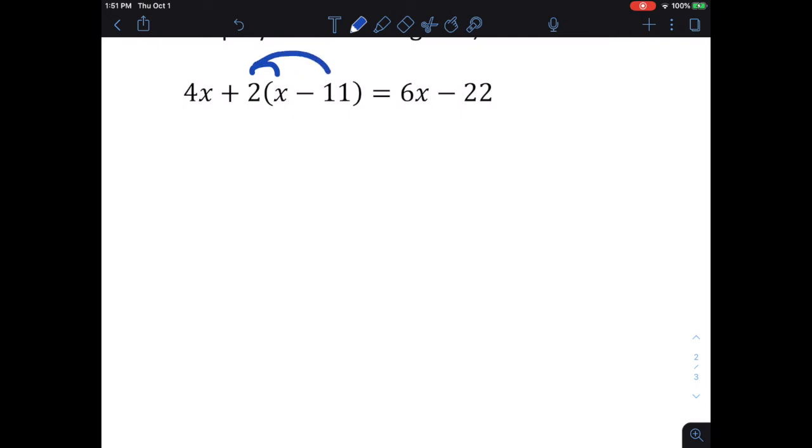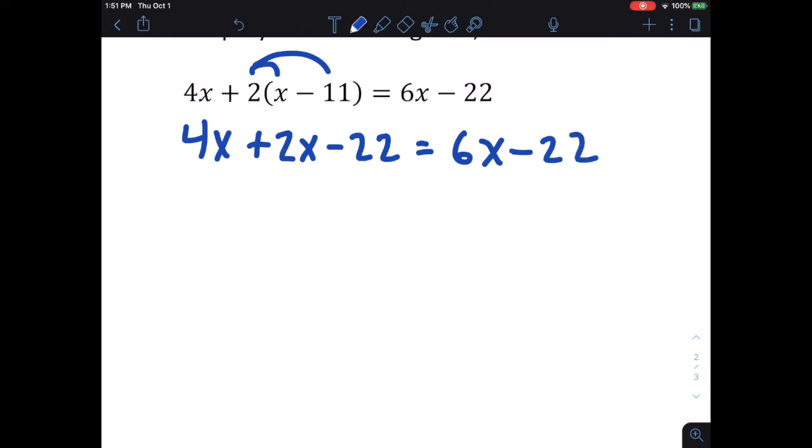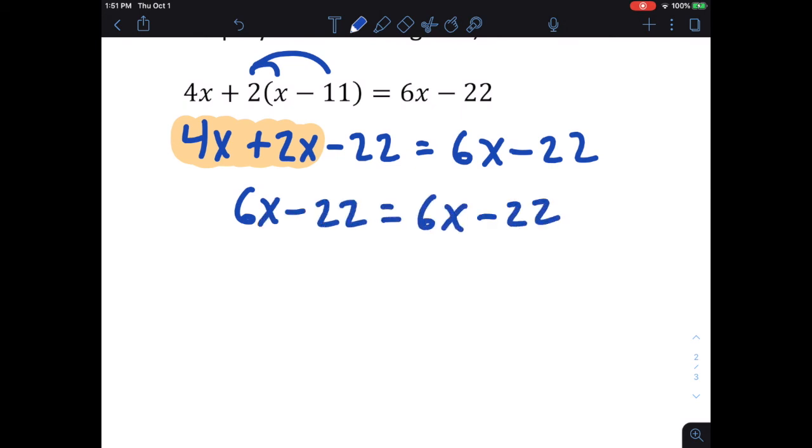So the first thing we have to do is actually just do some simplifying. So we're going to distribute that 2. So I have 4x plus 2x minus 22 equals 6x minus 22. Okay, so right away we can see, hey, I've got a minus 22 on both sides, so that's heading in a direction that maybe I'm going to have something similar. But then the key thing here is to notice I've got like terms that I can combine. So 4 plus 2 is 6, so I have 6x minus 22 equals 6x minus 22.